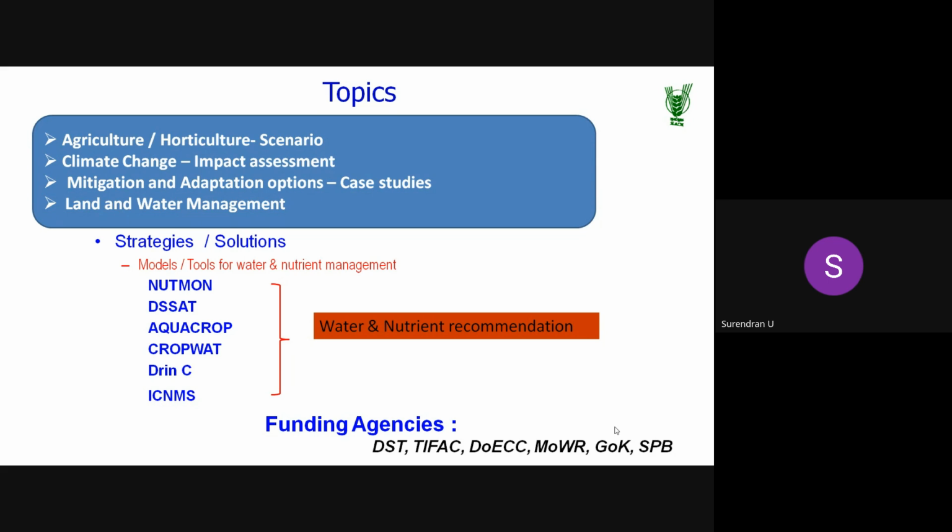A few are there. If any of you is interested in any of these software, because within 1 hour it will be very difficult to cover the entire thing, you can be in touch with us for any clarifications or any doubt about this. Mostly this is funded by DST, TFAC, the Department of Environment and Climate Change, and the Ministry of Water Resources, like that.